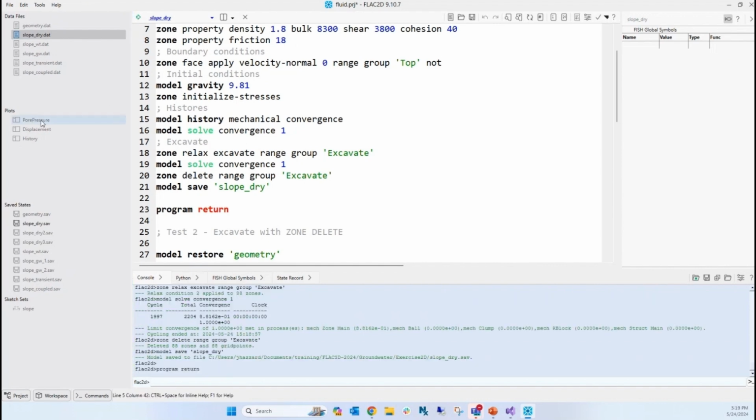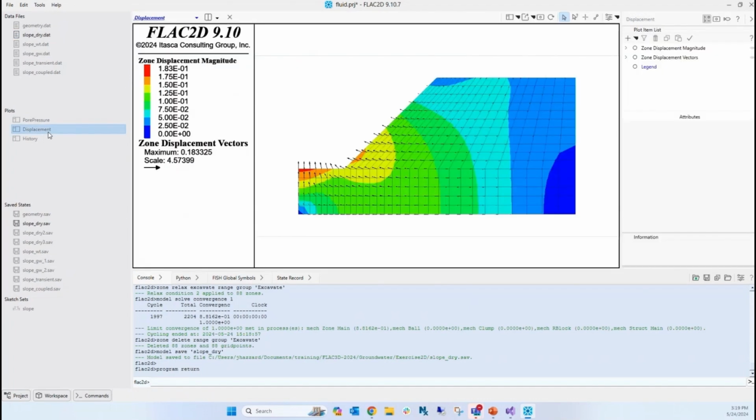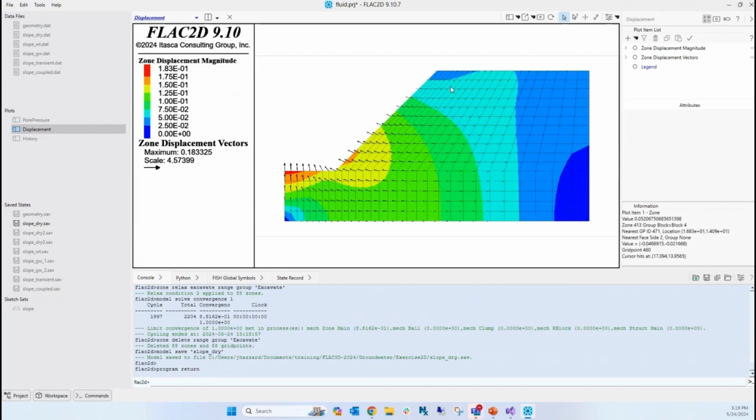Okay, I've given you some plots here. Pore pressure, there isn't any. We haven't put any water in here yet. We can look at displacements. So you can see what's happened here. There's a little bit of sideways displacement here, and even a little bit of upward displacement, because remember we had a piece of material here that we then deleted, and so what you see is this sort of uplift due to the missing piece of material here that was pushing down due to gravity.